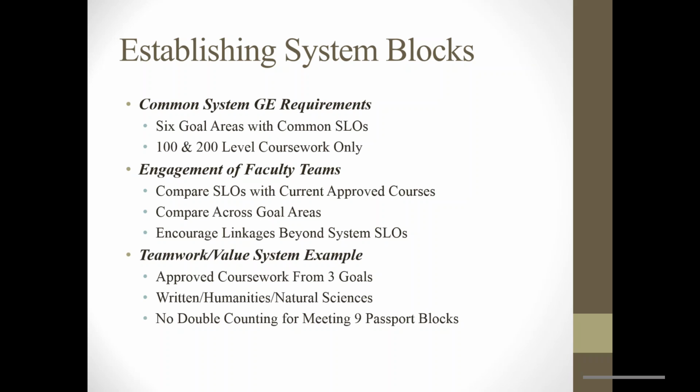We had a team put together to develop the SLOs for teamwork and value systems. But when I asked them to identify the courses that they teach that would fit, a lot of them had a difficult time definitively saying that, while critical thinking or teamwork is a part of that process, it doesn't necessarily mean that's the only thing the student is learning out of those courses. So we ended up needing to draw from courses approved for 3 different goal areas to fill in the passport block for teamwork and value systems itself.